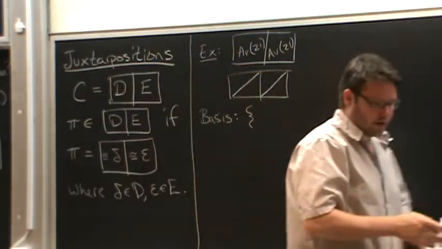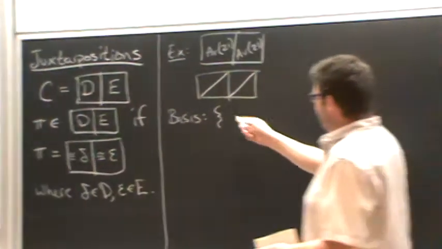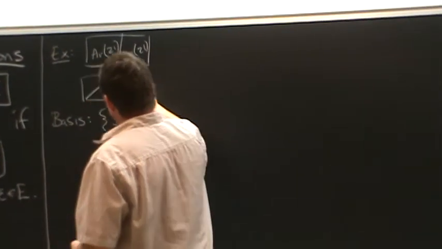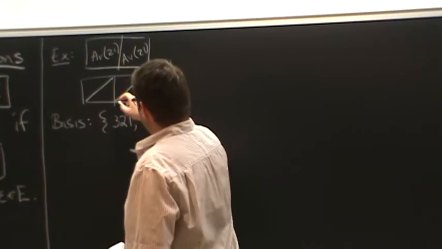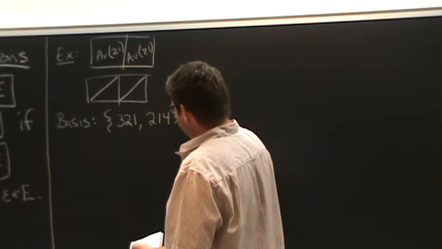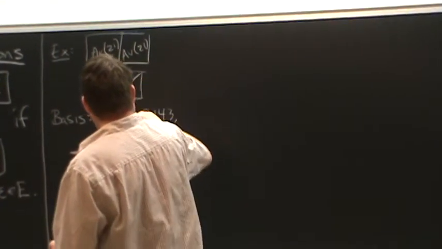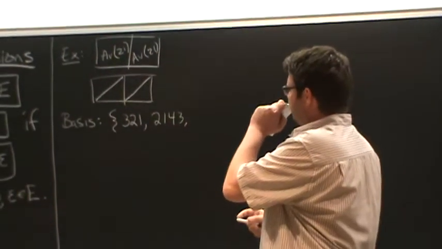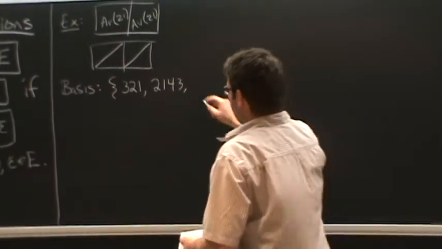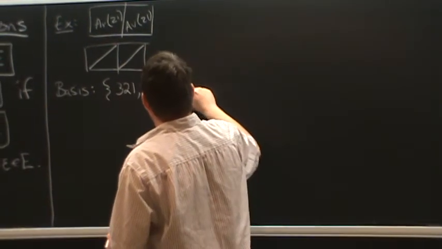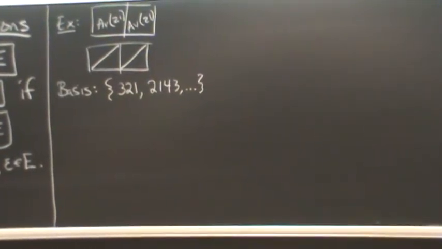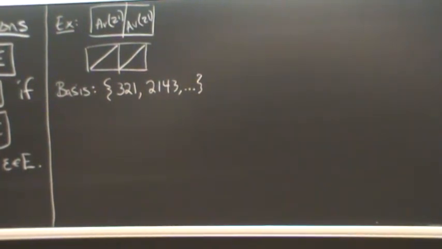It's the minimal things not in this class that can't be expressed in this manner. So you can see immediately 3, 2, 1 isn't in this class. Also, let's see, 2, 1, 4, 3, and that's the other one that's not in this class. 3, 2, 4, 1? No? Okay. I'll leave that as an exercise for the audience. There's one more basis element. It's minimally not in this class.